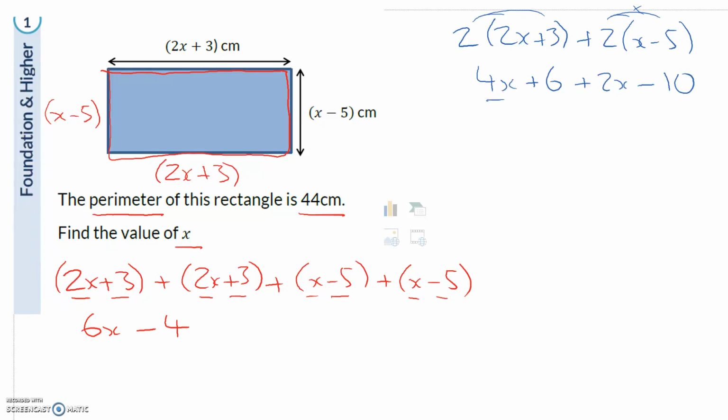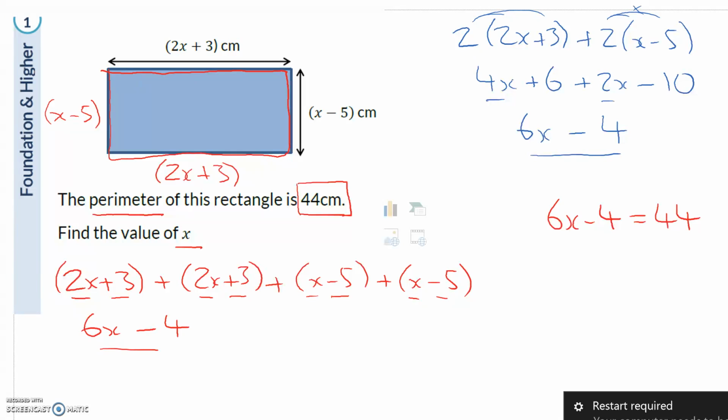We simplify that. We've got 4x plus 2x, which gives me 6x, and positive 6 with negative 10, which gives me 6x minus 4. So either way, we've got the same expression. That's our perimeter expression. Let's get the red back. So 6x minus 4 is our expression for the perimeter. In the question it tells us that the perimeter has got to equal 44 centimetres. So we can write 6x minus 4 equals 44. And now we've got a linear equation that we can solve.